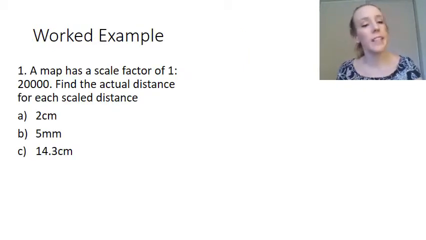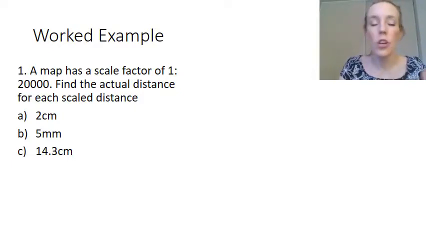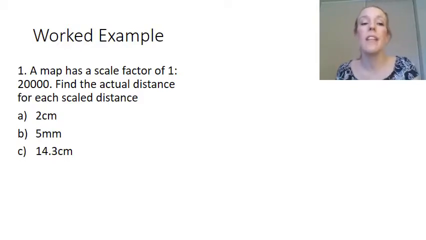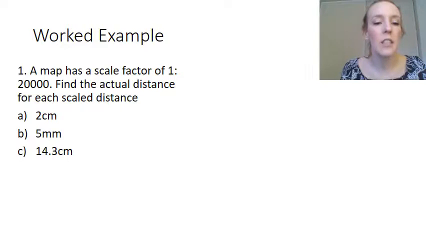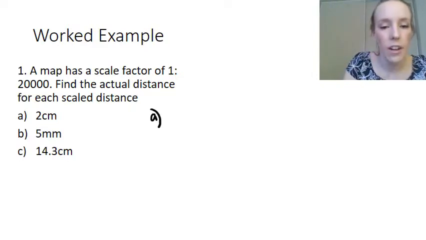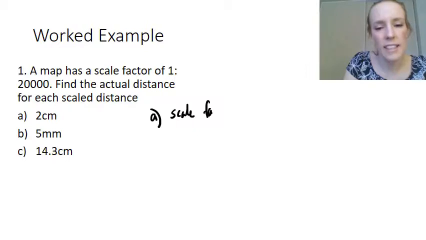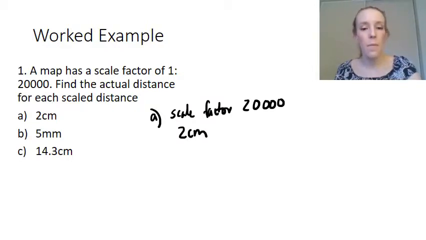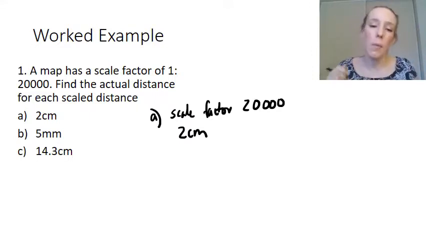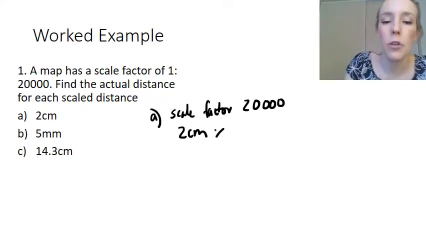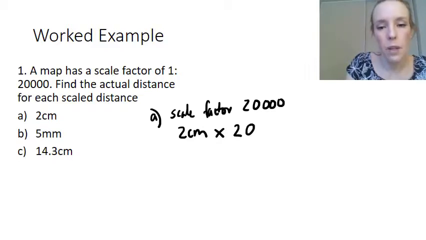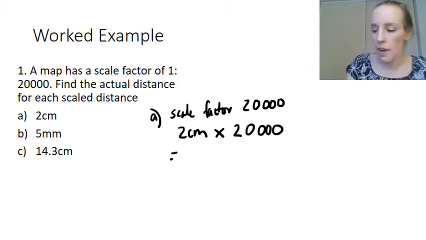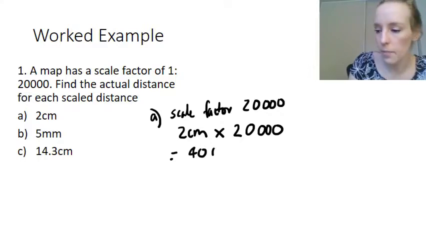Okay, so let's do some worked examples. A map has a scale factor of 1 is to 20,000. That means 1 unit on your map equals 20,000 in real life. Find the actual distance for each of these scaled distances. Our scale factor, we'll state that first. Our scale factor is 20,000. So 2 centimeters on our map, what is that going to be in real life? Well, we're going from the map to real life, so we have to multiply. So we're going to do 2 centimeters multiplied by 20,000. And we'll write our answer there, so that's 40,000 centimeters.